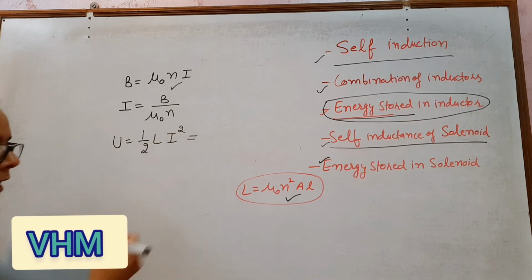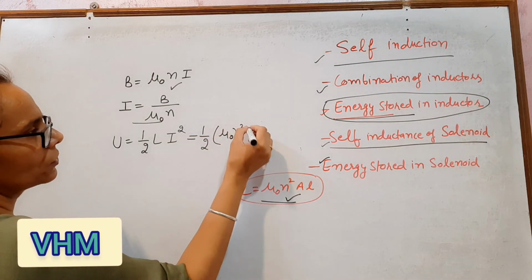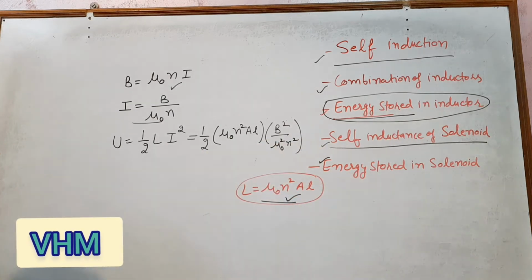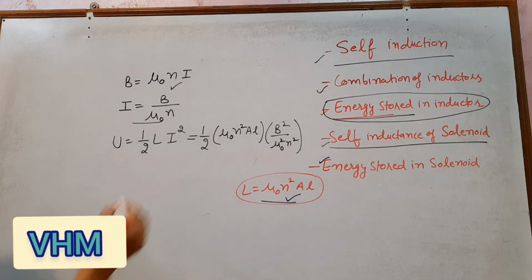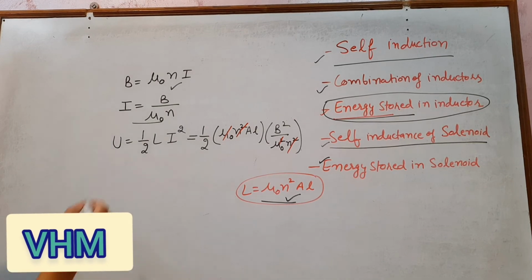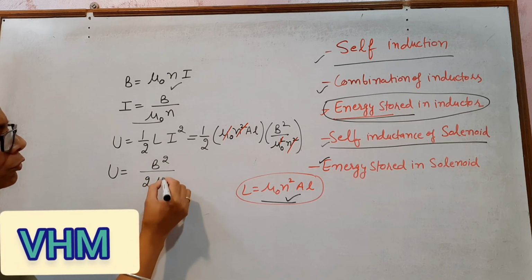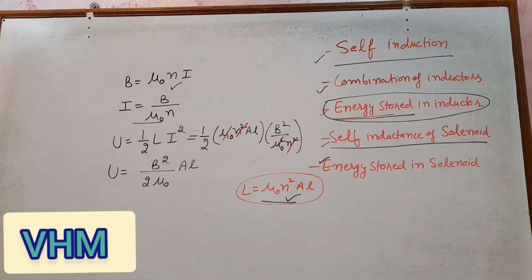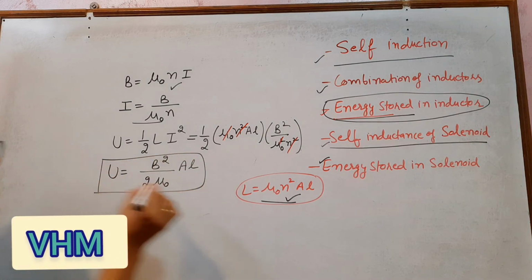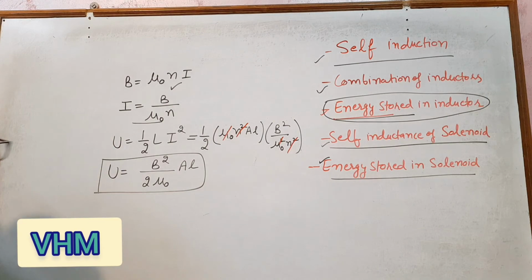So let's do it. We will put this value and this value in the energy stored in the solenoid: B square mu naught square n square. When we put this value, here we cross it, here we cross it, then what we get is that the energy stored is B square upon 2 mu naught A L. B square upon 2 mu naught A L, and this is the energy stored in the solenoid, and this energy stored is again in the form of magnetic field.